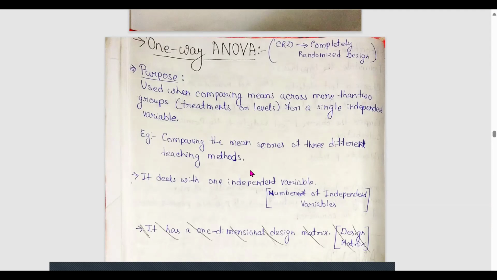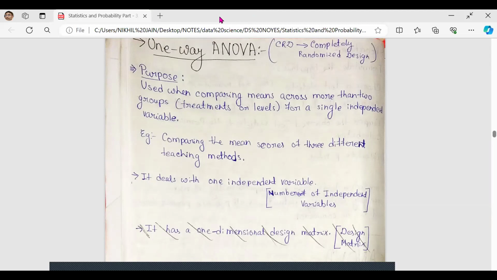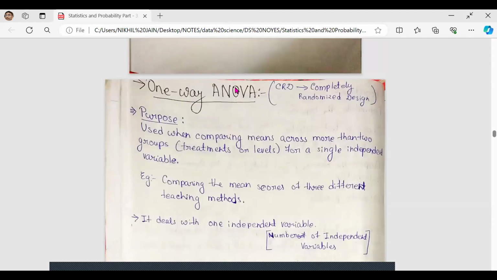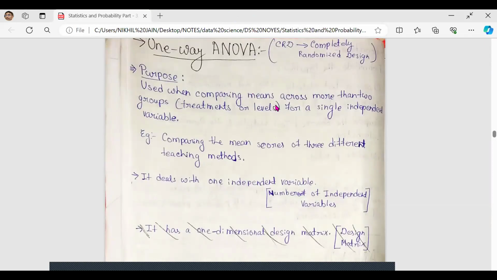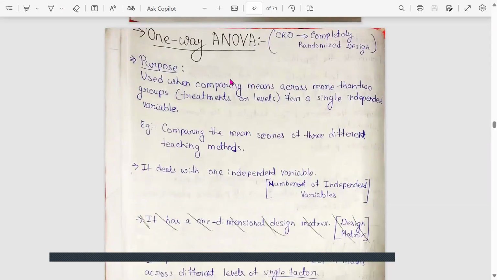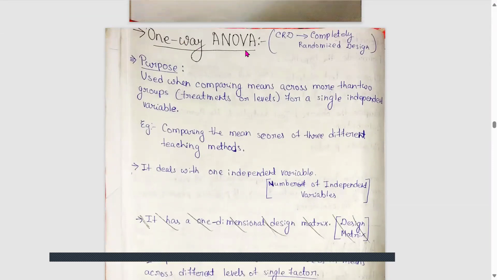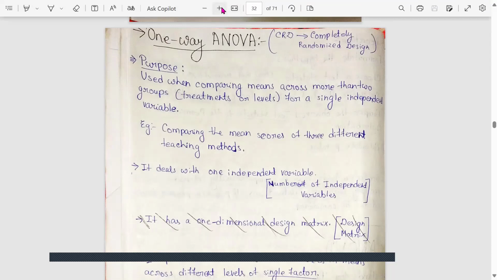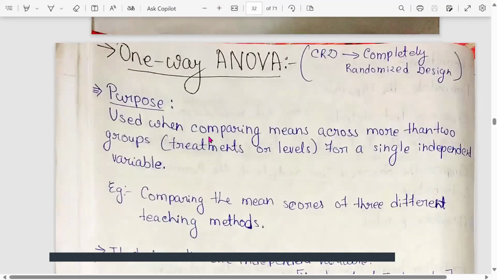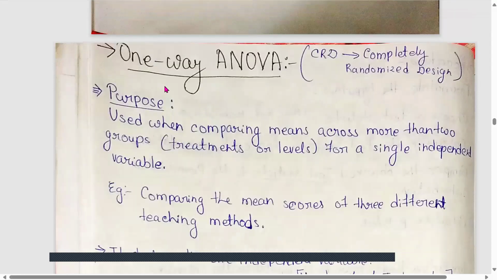Okay, be focused. If you have any doubt, I will definitely clarify so that you can get a basic idea of this. Okay, one-way ANOVA. Here it is CRD, completely randomized design. This is the full form you have to remember. You have to remember the purpose of the one-way ANOVA test.